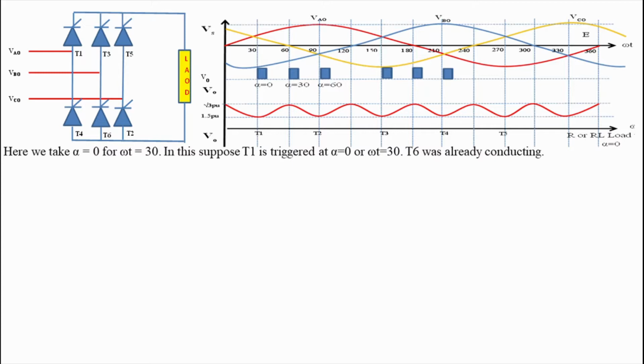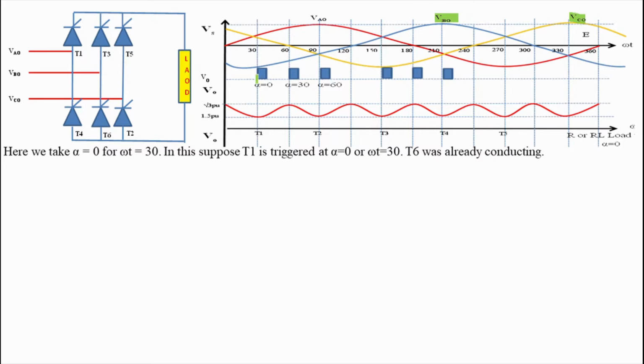Here we will trigger one thyristor each time any of these waveforms, that is waveform of VA0, VB0 or VC0, crosses the omega t axis. See, this red waveform is the waveform of phase A, this blue waveform is waveform for phase B, and this yellow waveform is waveform for phase C. Now see, we will trigger one thyristor after 30 degree from the zero crossing of a waveform, as alpha is equal to 0 for omega t equal to 30 degree.